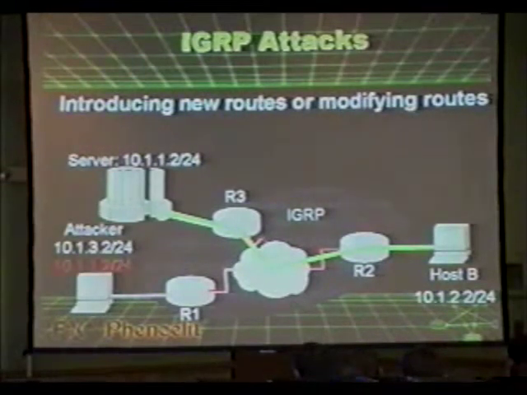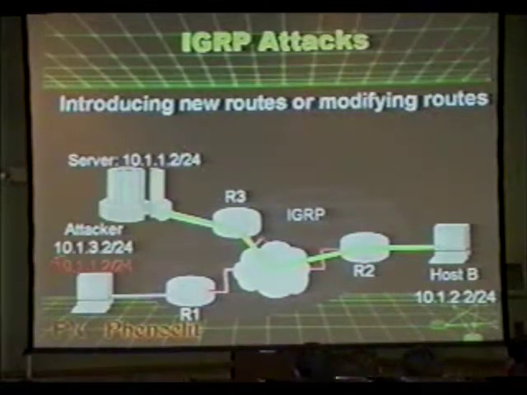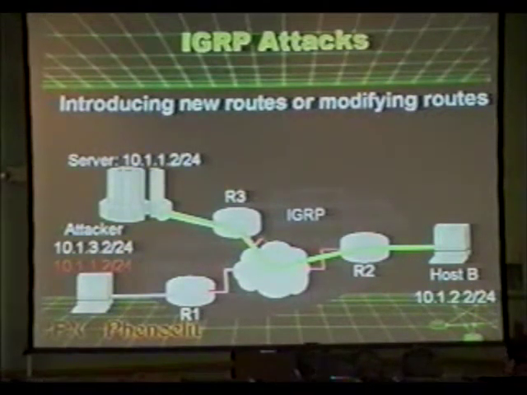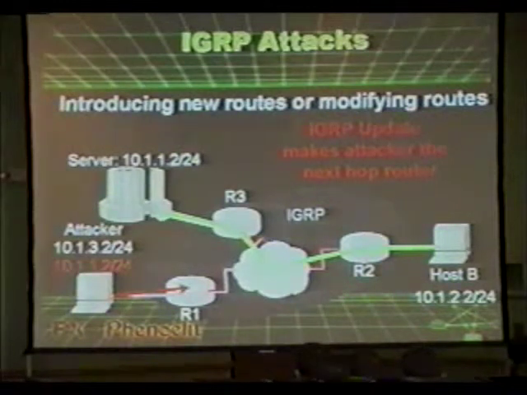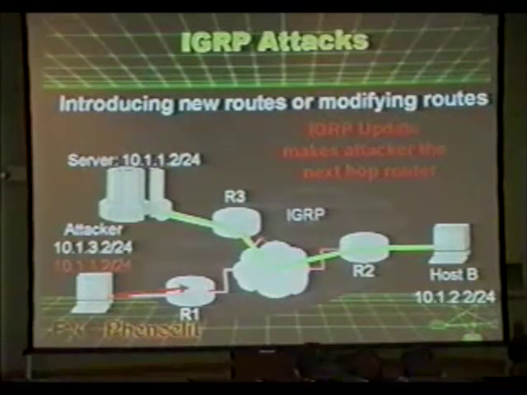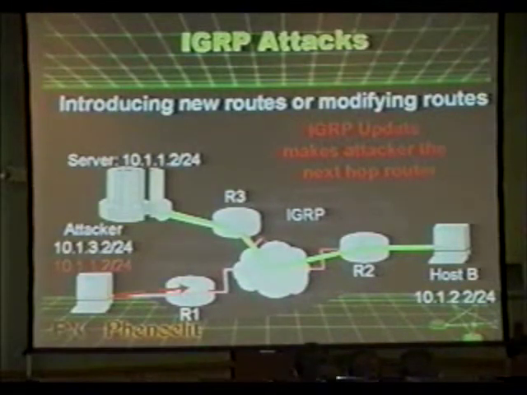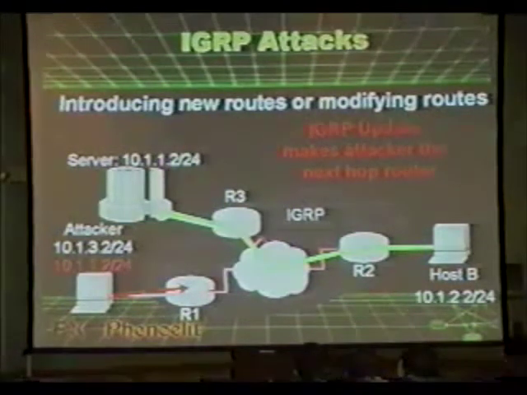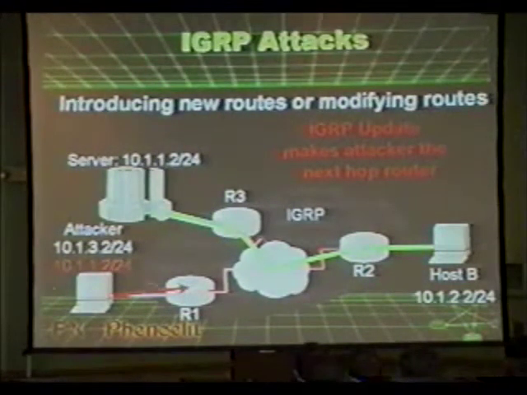First, he adds the IP address of the server to his interface as a secondary IP and enables IP forwarding. Guess why? Because in the next step, he's telling router 1, using router 3's IP address, that 10.103.2 is definitely the best way to reach the server. So he just makes himself very interesting for the router.